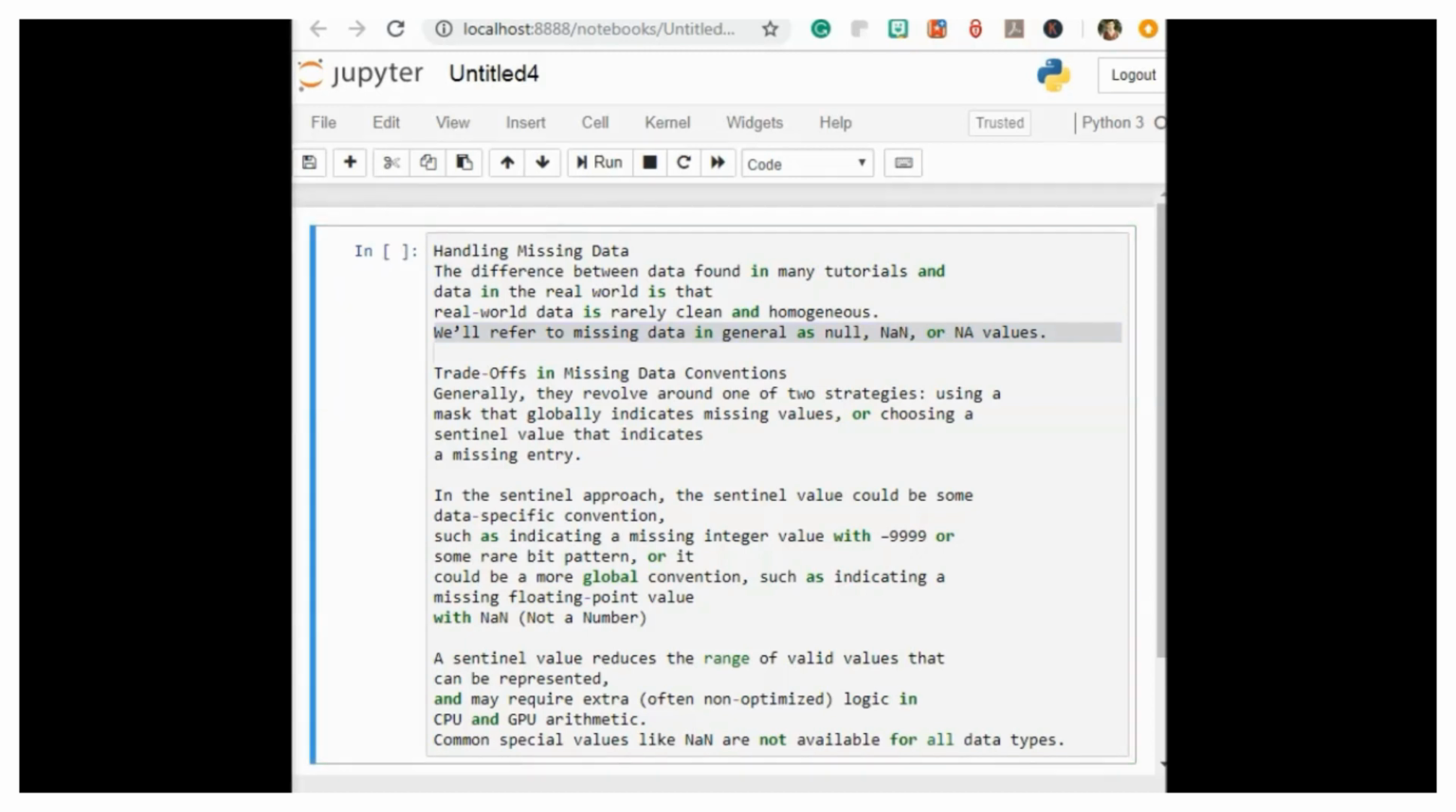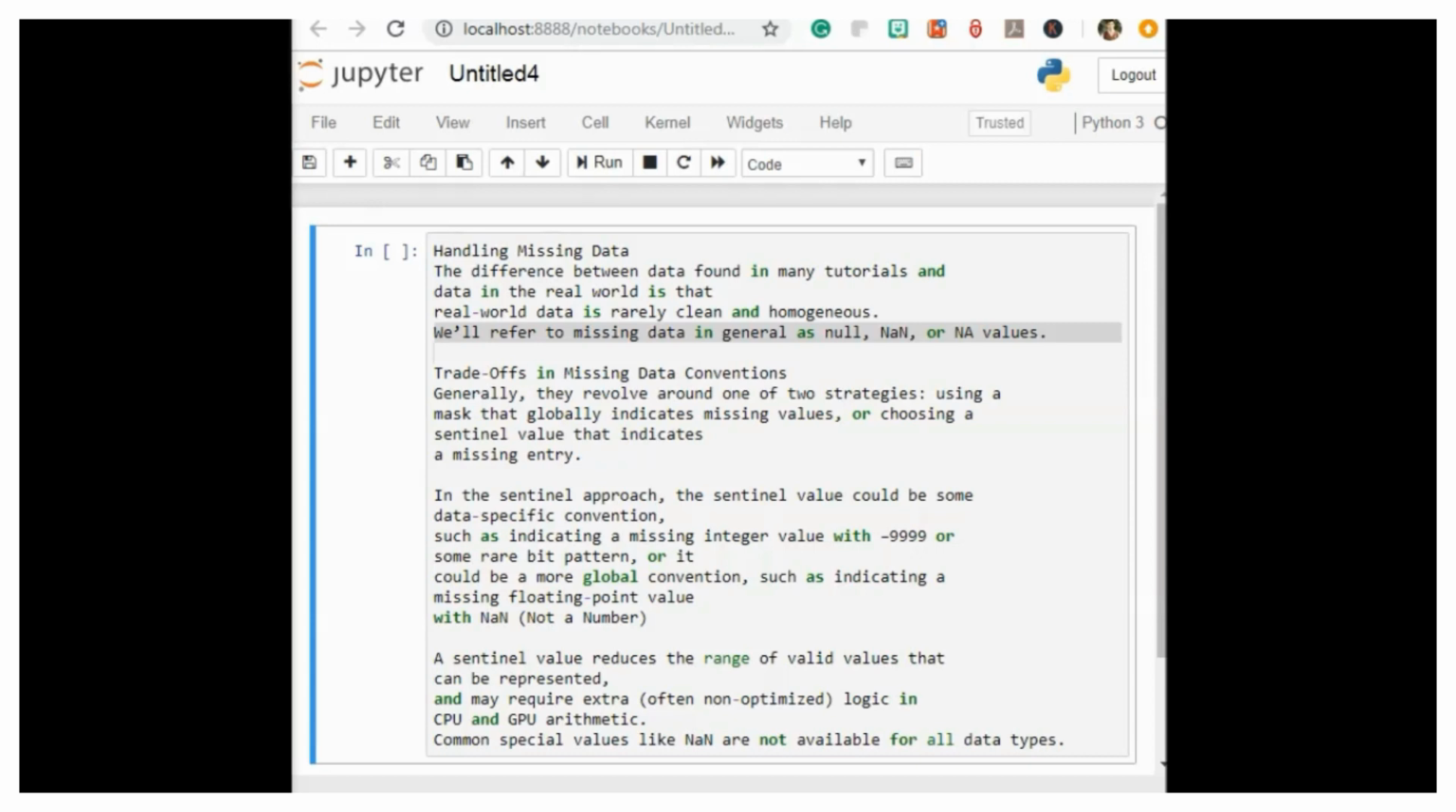So now let's discuss trade-offs in missing data conventions. A number of schemes have been developed to indicate the presence of missing data in a table or data frame. Generally, they revolve around one of two strategies: using a mask that globally indicates missing values, or choosing a sentinel value that indicates a missing entry. In the masking approach, the mask might be an entirely separate Boolean array, or it may involve appropriation of one bit in the data representation to locally indicate the null state of a value.